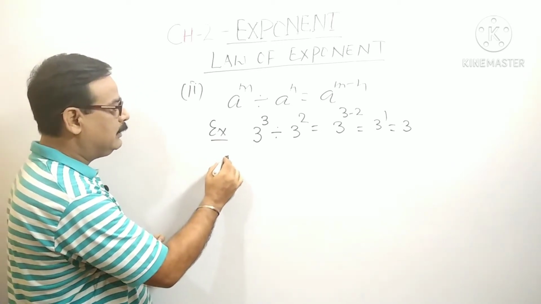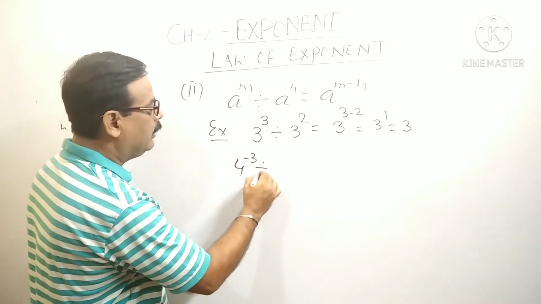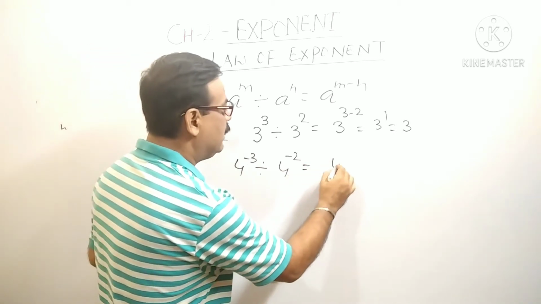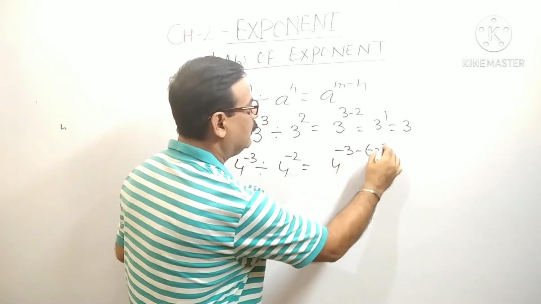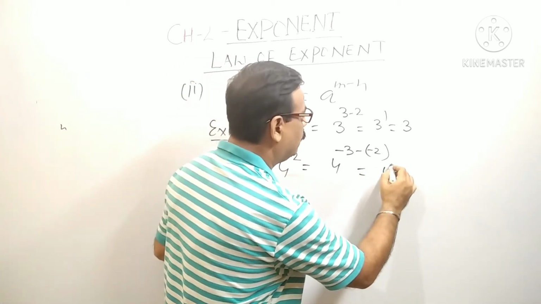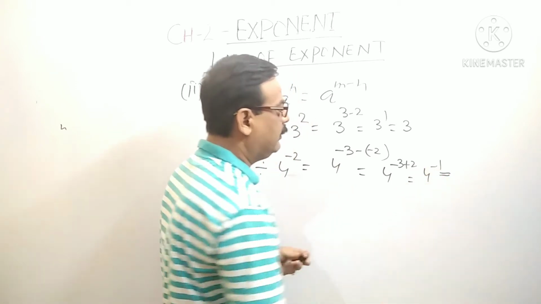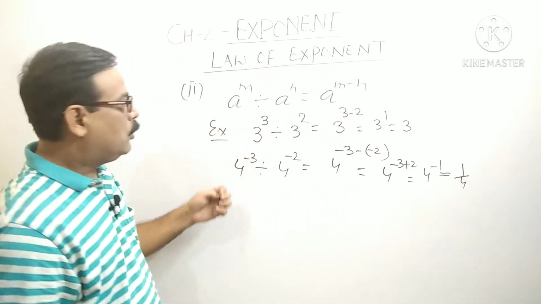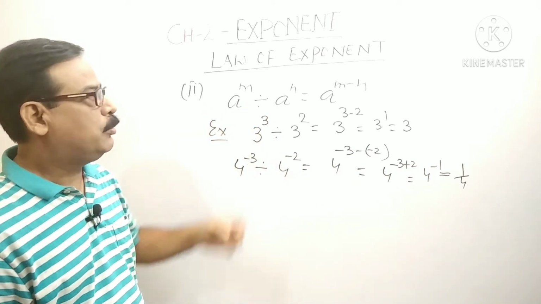From another example, let us see here. The example is 4 to the power minus 3 divided by 4 to the power minus 2. So we can write the base is the same and the powers must be subtracted. The value of this term is 4 to the power minus 3 plus 2, that is 4 to the power minus 1, and this can be converted into the inverse, that is 1 by 4. So from these two examples we can understand the second law of exponents very easily.